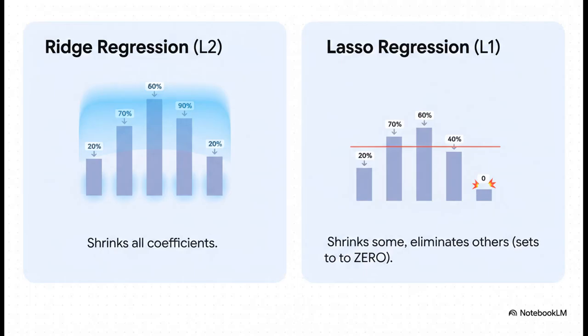Now, the two most common types of this are called ridge and lasso. They both work by penalizing the model's coefficients, which are just the numbers that determine the shape of our line. Ridge does this by penalizing the squared value of those numbers, which shrinks them all down. Lasso, on the other hand, penalizes the absolute value. And this tiny mathematical difference leads to a dramatically different outcome.